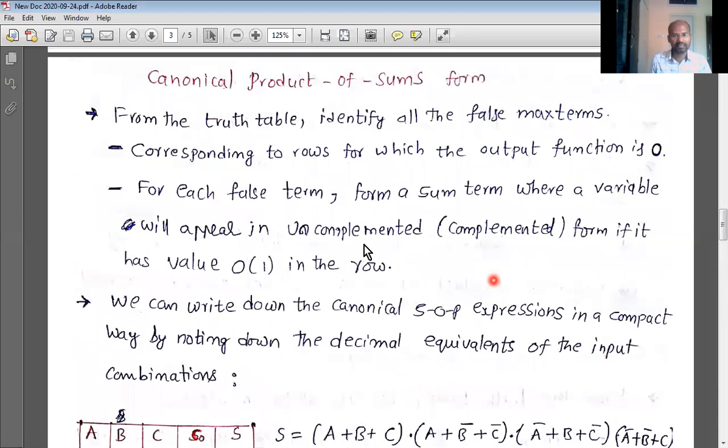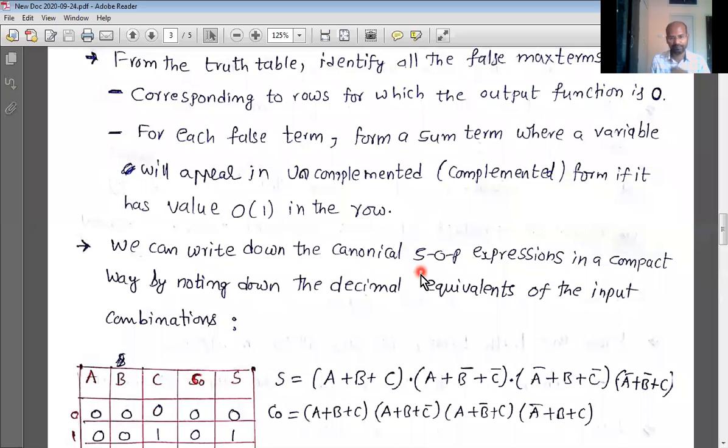Now let's read this again. Form the truth table. Identify all the false max terms corresponding to rows for which the output function is 0. For each false term, form a sum term where a variable will appear in uncomplemented form if it has a value 0. If it has a value 1, we write its complemented form. This is the key thing. Otherwise, you will write down completely opposite canonical form.